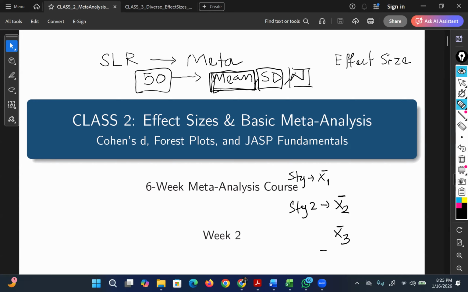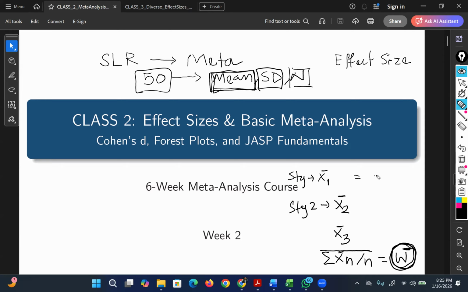Now, what we can do is summarize all these sample means and divide by the number of studies, and we will have a weighted average mean of the whole thing. So what we have is a single weighted value.